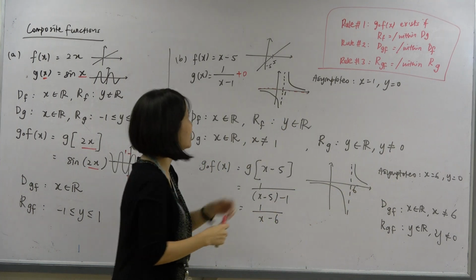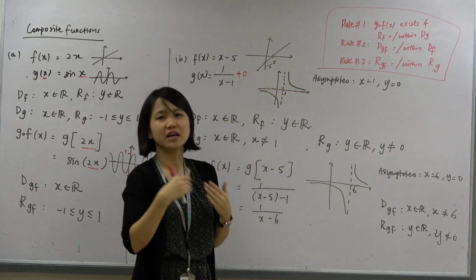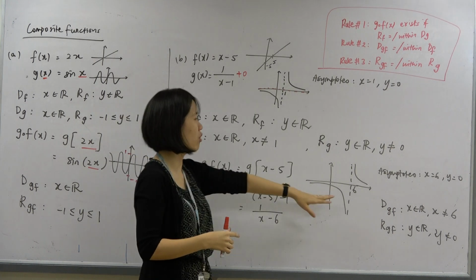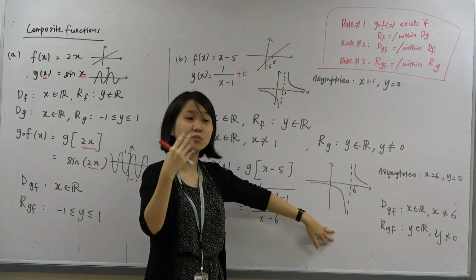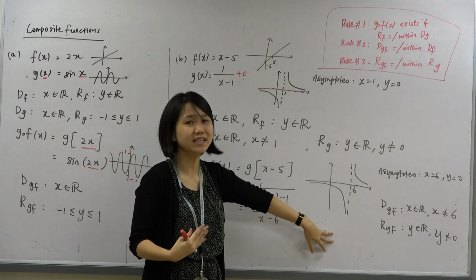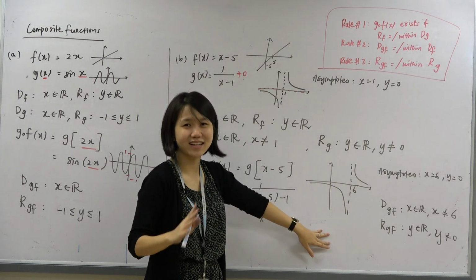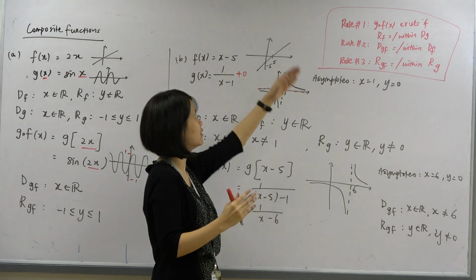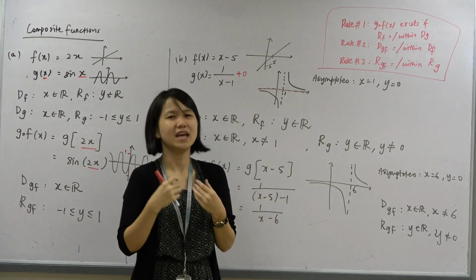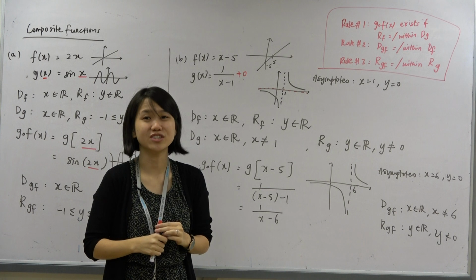So why do you need to remember the three rules? Because it is not all the time that you can draw your composite function. The moment you can't draw your composite function, of course, if it is a calculator paper, use your calculator to help you. If not, you might want to make use of the three rules to tell the domain and the range of your composite function.